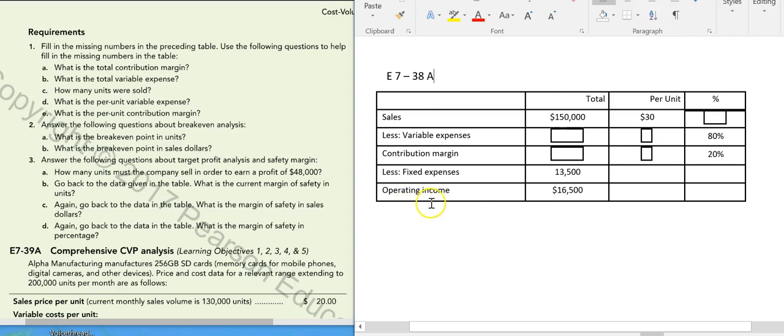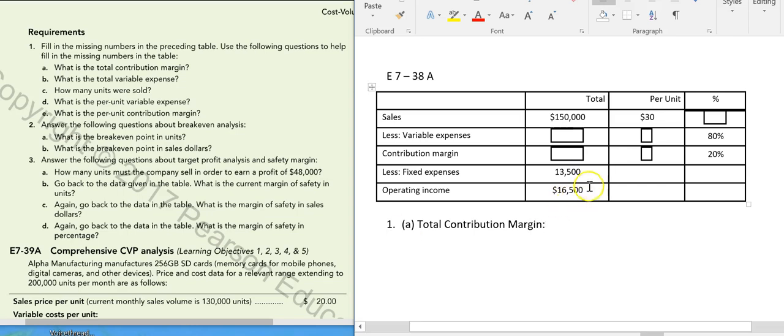So we see here their operating income is 16,500 and fixed expenses are 13,500. So what could be their contribution margin? And that's actually requirement 1, question number A. What is the total contribution margin? That means if we want to do number A, what would be the total contribution margin?